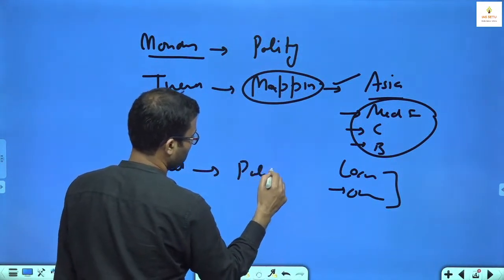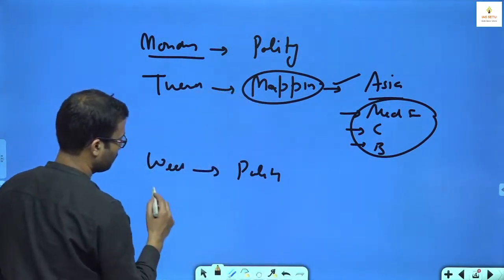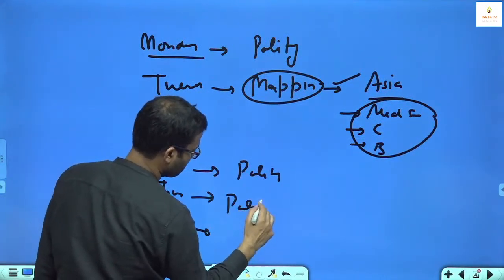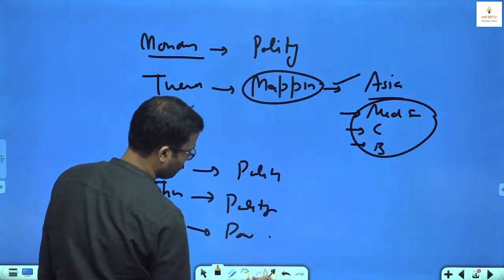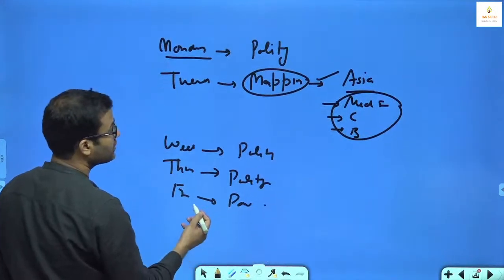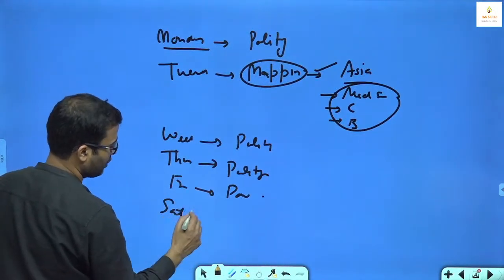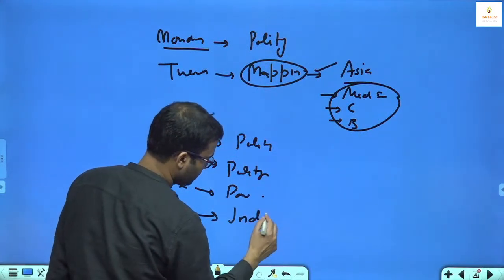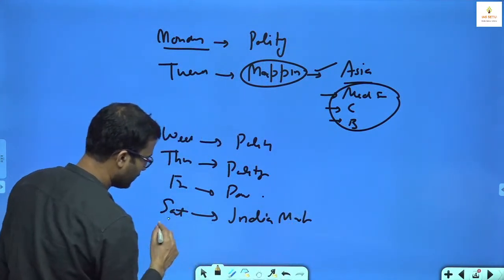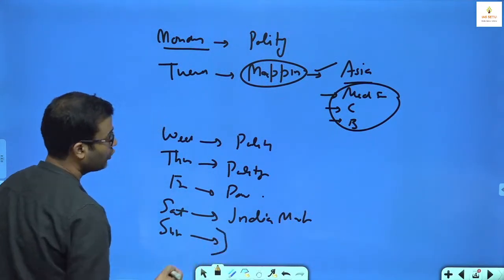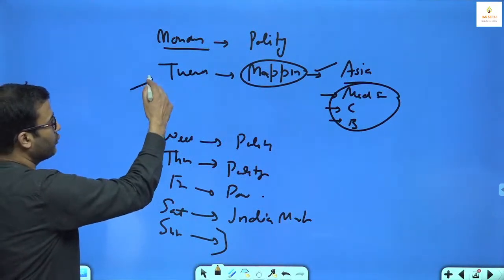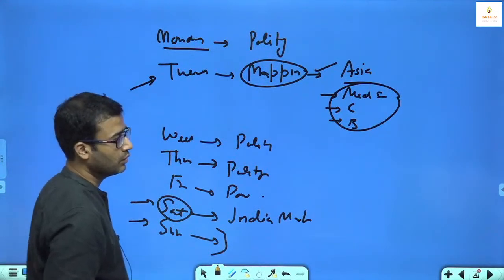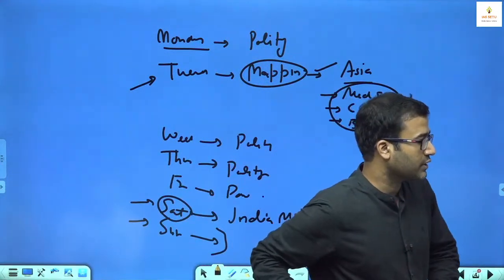Wednesday, Thursday, Friday, polity class. Saturday not fixed, but maybe I can take the Indian mapping part. Sunday, yes, I will take. So my classes more or less I will take on Tuesday, Sunday. Saturday I will inform you. You will get information on Friday about the Saturday class.